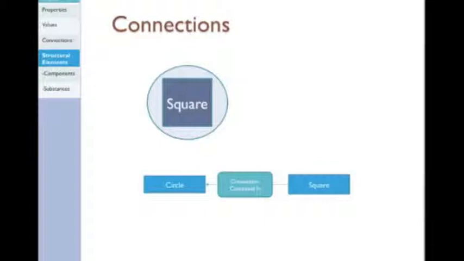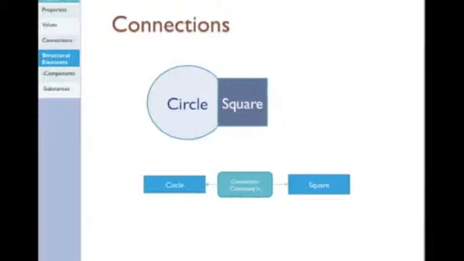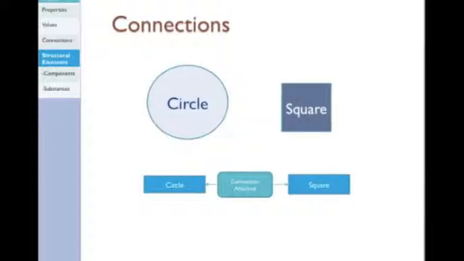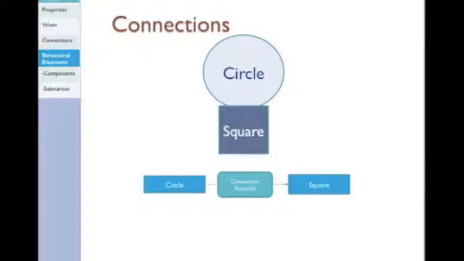Now, what if instead the square and the circle were attached like so? That is, square has an attached connection with circle. In this case, circle is also attached to square. This is a two-way relationship, so the arrows point in both directions. Finally, let's say that circle rests on square like so. We say that circle has a rests-on connection with square, and again note the direction of the arrow tells us that it is circle that rests on square.